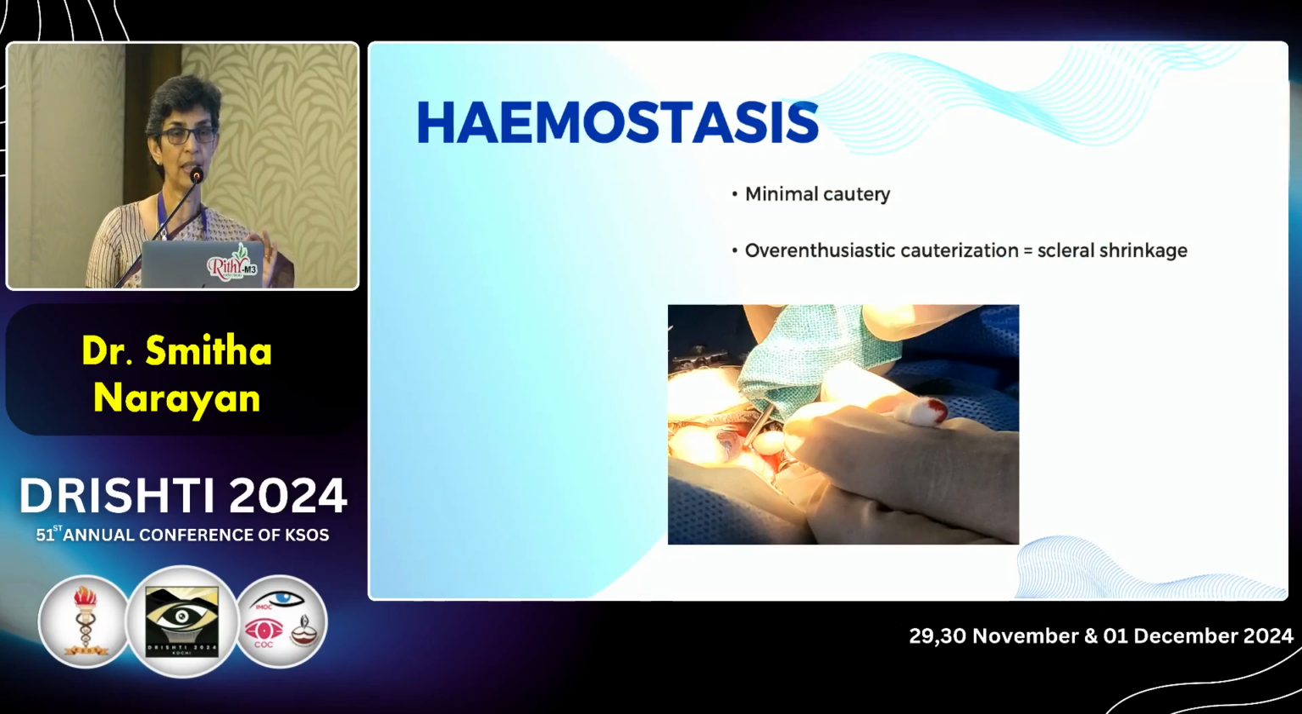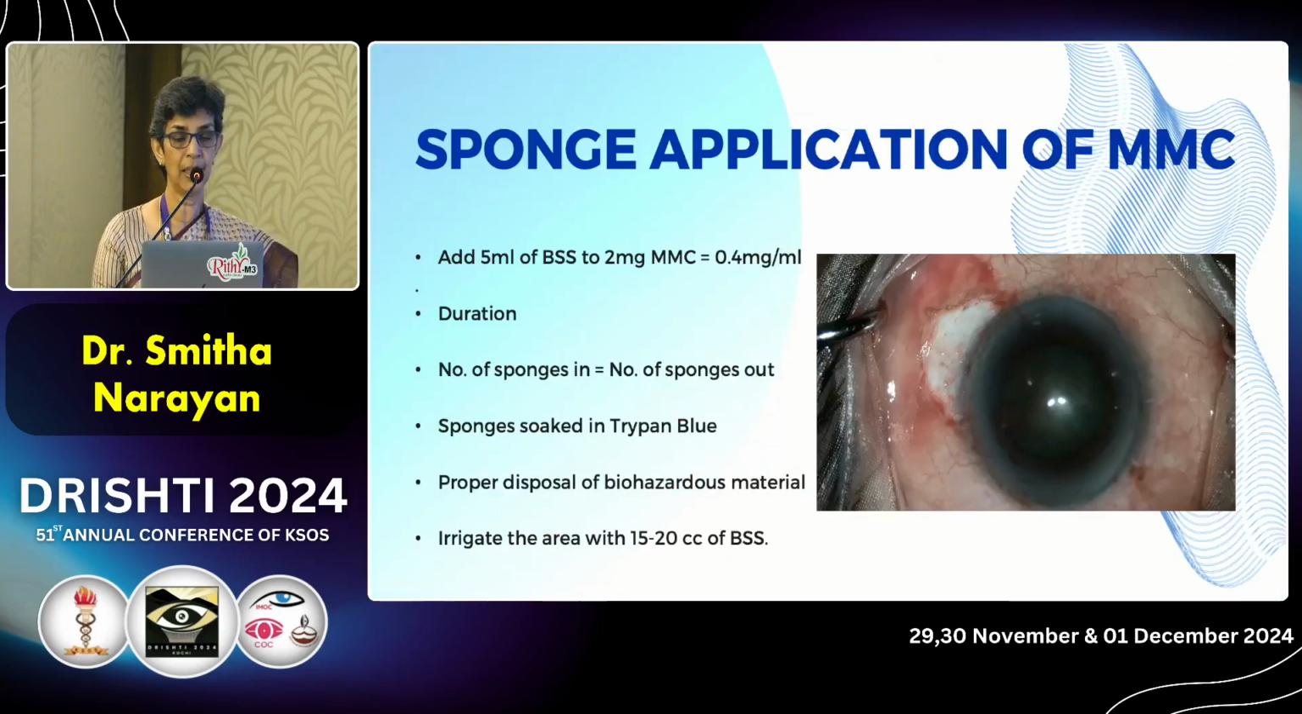So in all these situations where you are injecting mitomycin C or where you're giving sub-Tenon anesthesia, a drop of brimonidine would be very useful because it will shrink the blood vessels and you can then avoid the blood vessels and give injections, preventing the bleeding.